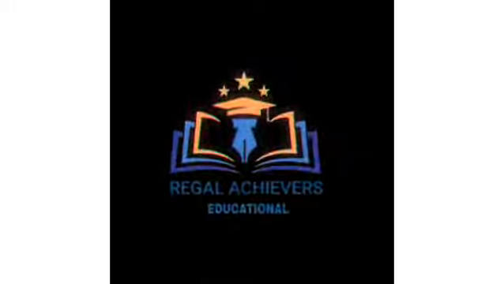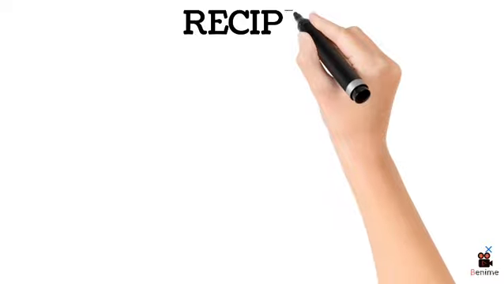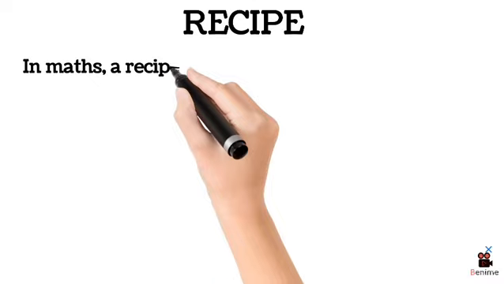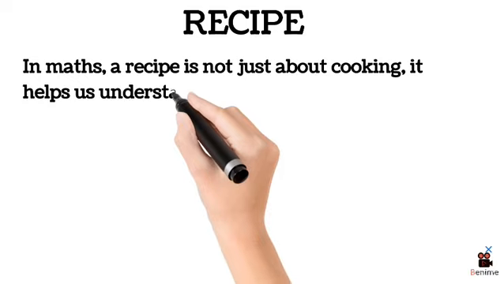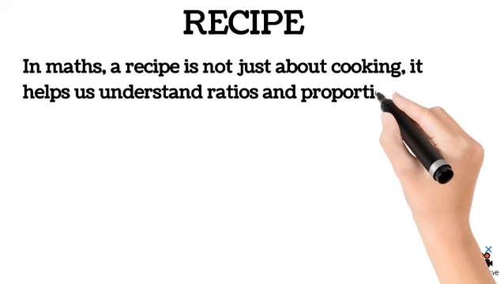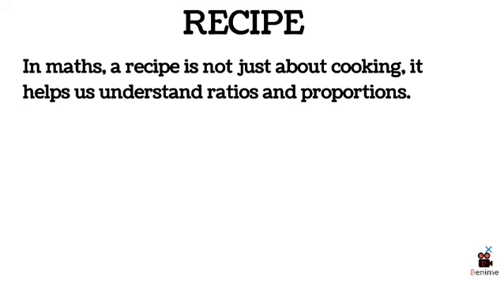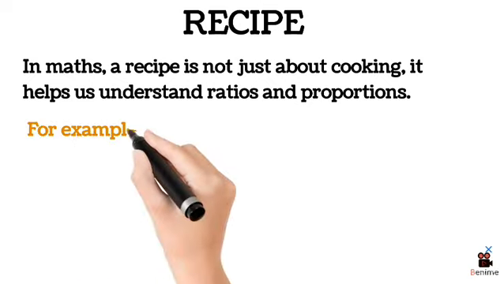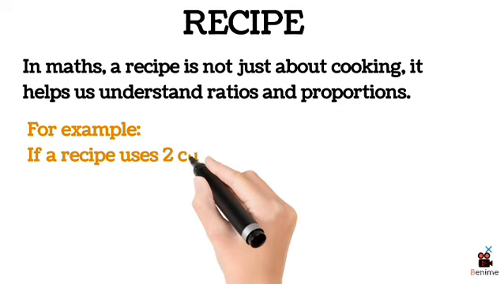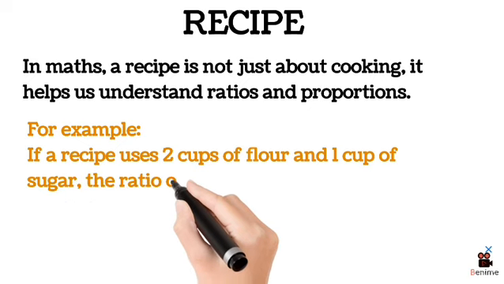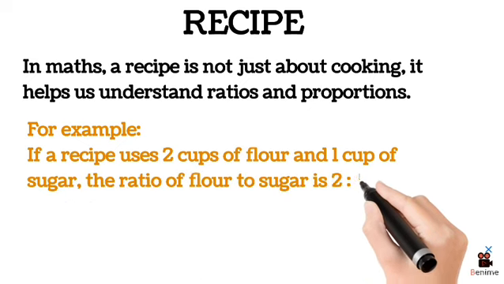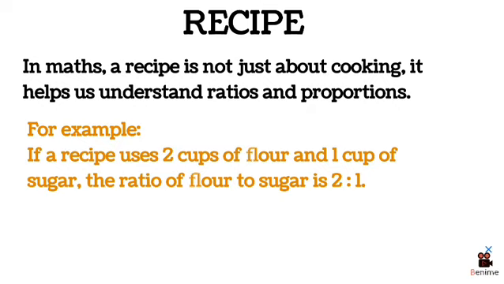In this video, we'll be learning about recipe. What is a recipe? In maths, a recipe is not just about cooking. It helps us understand ratios and proportions. Okay? Now for example, if a recipe uses 2 cups of flour and 1 cup of sugar, the ratio of flour to sugar is 2:1. You see that?